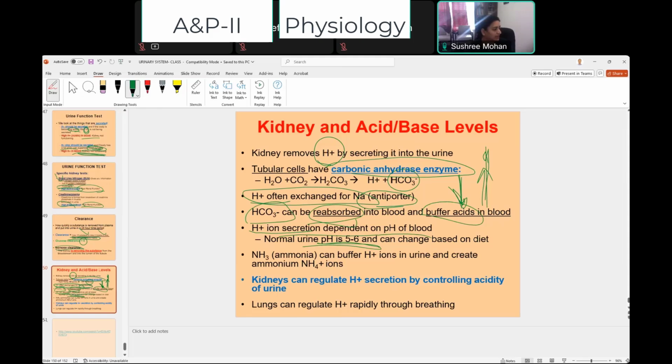Ammonia can buffer H+ ions in urine and it creates ammonium ions. So ammonia acts as a good buffer by taking up the H+ ions and getting rid of it as ammonium. So kidneys can regulate H+ secretion by controlling the acidity of the urine. So if the urine report says that it's very, very acidic urine, more than the normal level, that means you are producing more H+. That means you are having a more acidic diet.